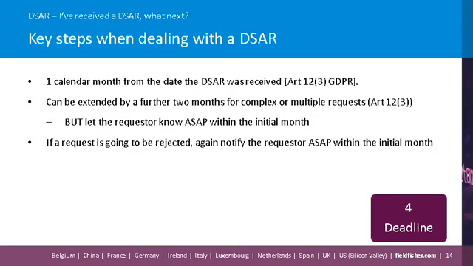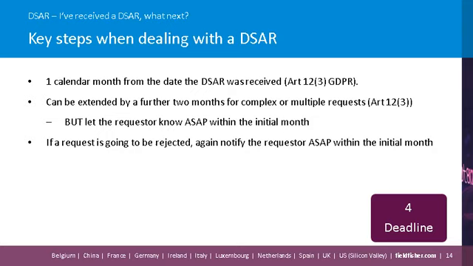Another important thing to consider is the deadline. Article 12.3 of the GDPR states that you have 1 calendar month from the date the DSAR has been received to respond. Now this can be extended by a further 2 months for complex and multiple DSARs, and we discussed this earlier on in the session. But if you are looking to seek an extension, you should let the requester know as soon as possible within the first initial month. Also, if you are going to reject the request, then you must also let the data subject know as soon as possible within the first month.